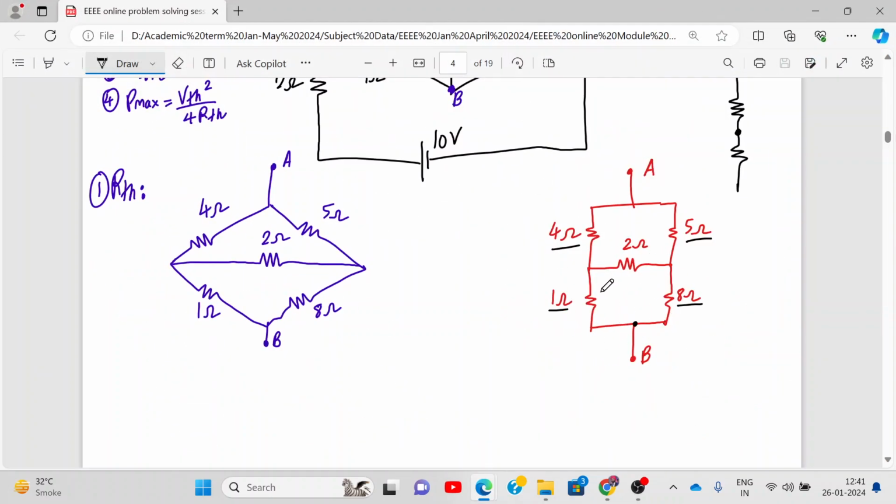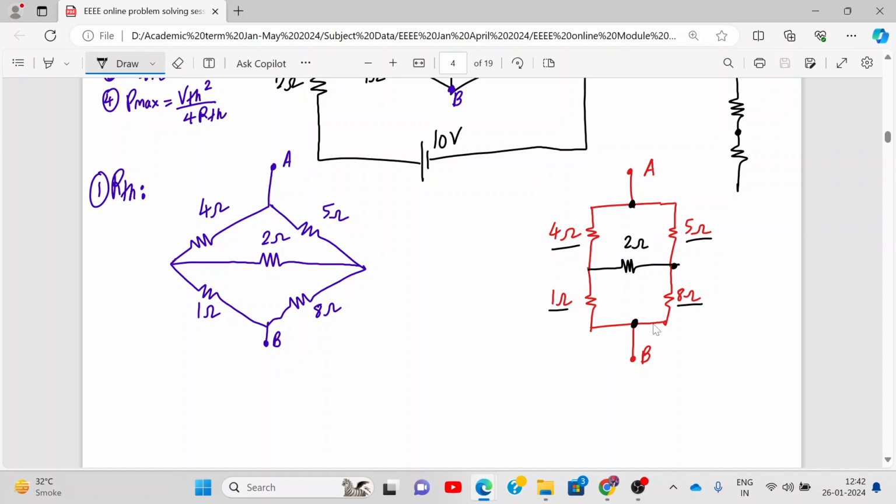Why can I not say they are in series? They are not in series, because we have to find this between point A and B, right? So there is a tapping over here, tapping over here. They cannot be in series. How could they be in series? If I had removed this 2 ohm resistance, then 4 ohm and 1 ohm would have been in series, 5 ohm and 8 ohm would have been in series, correct? But now since we have this 2 ohm resistance, it cannot be in series.